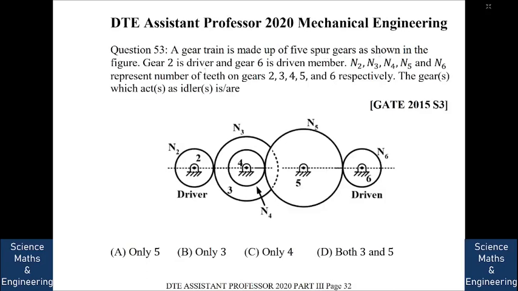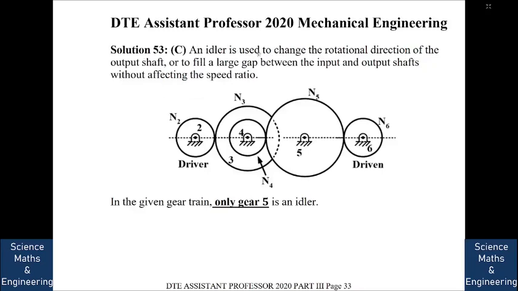Gear 2 is the driver and gear 6 is the driven member. N2, N3, N4, N5 and N6 represent the number of teeth on gears 2, 3, 4, 5 and 6 respectively. The gear or gears which act as idler are, so the answer is C. An idler is used to change the rotational direction of the output shaft or to fill a large gap between the input and the output shaft without affecting the speed ratio. So because of this idler, there would be no speed ratio change.